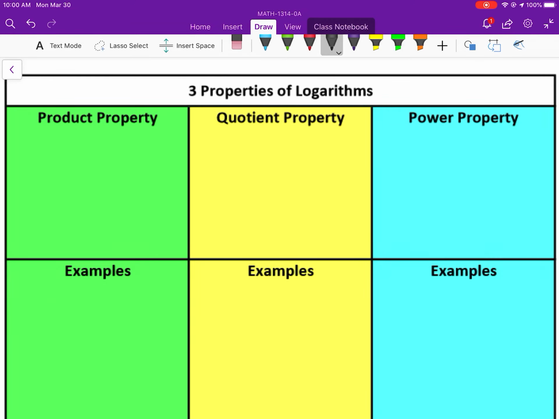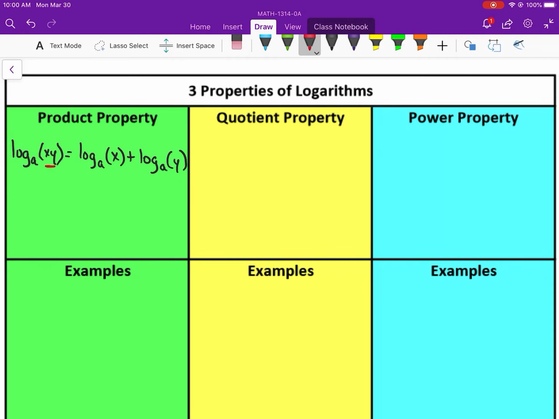Okay. So our first property here is the product property, which is labeled in green here. And so this one states if we have a log of any base, I just happen to put a there because that could mean any base, could be log base 2, log base 5, whatever. So log base a of x times y, whenever you see multiplication like that, we can actually separate that multiplication with addition.